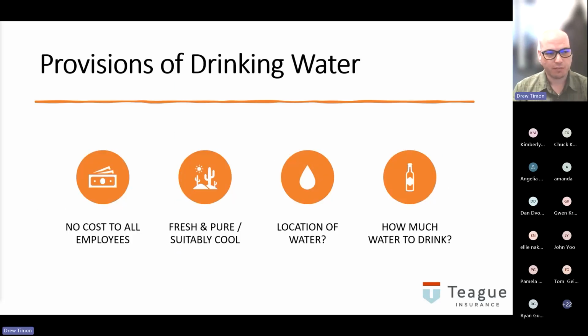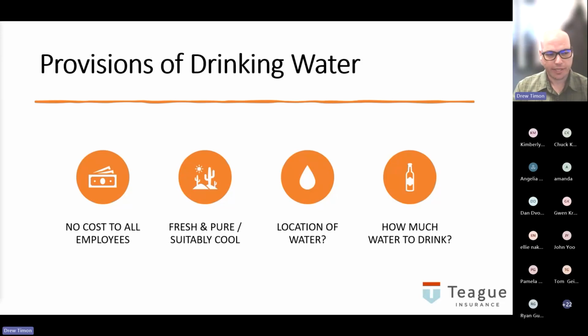All right, so provisions of drinking water. According to OSHA, water has to be provided at no cost to the employee and must be fresh, pure, and suitably cool. The employer must take precautions to prevent contamination of the drinking water. The water must be located as close as practicable to the areas where employees are working and in indoor cool down areas. We'll talk about cool down areas a little bit later, but it's similar to access to shade according to the outdoor standard.